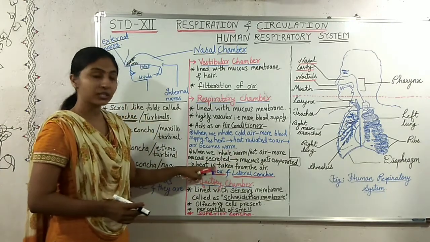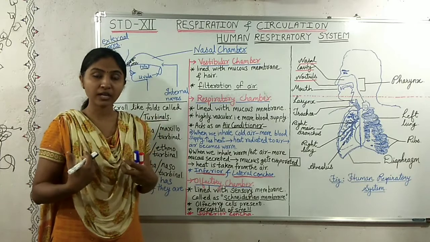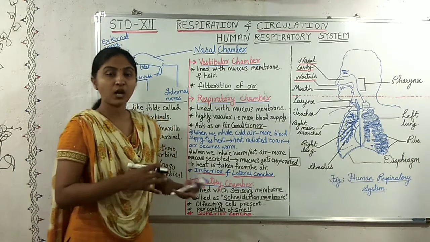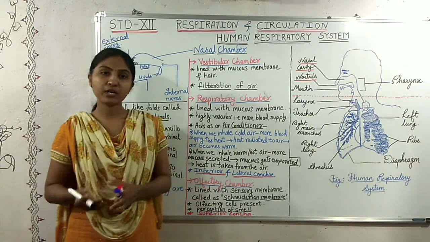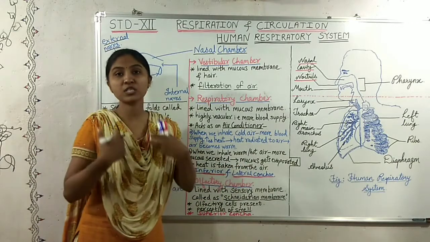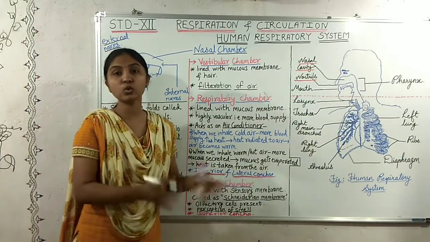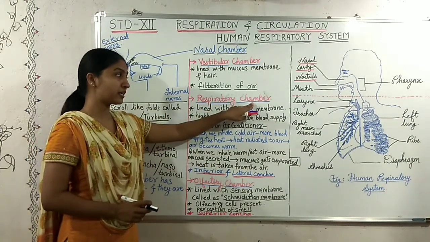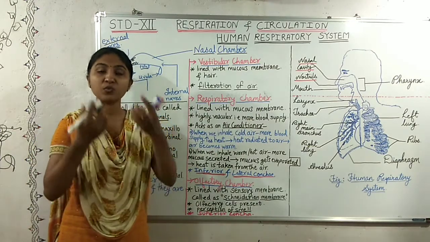And the second situation, that is when we inhale hot or warm air. When we inhale that hot air, what happens? This mucous membrane secretes more and more mucus. Now, that mucus gets evaporated. For evaporation, heat is required, right? So this heat is taken from the hot air which is inhaled by us. The heat is taken from the air, and the air then cools down at the end. So in these situations, this respiratory chamber acts as an air conditioner. It regulates the temperature of the air which we inhale.